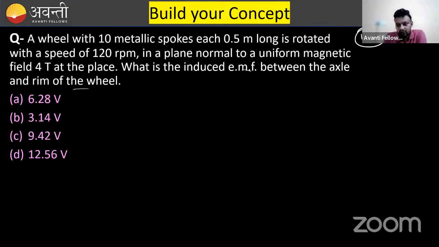Okay, so first of all, there is a wheel. Okay, someone has answered 2 pi. Gandhinagar is saying 2 pi. Okay, option A. Very good. So there is a wheel.